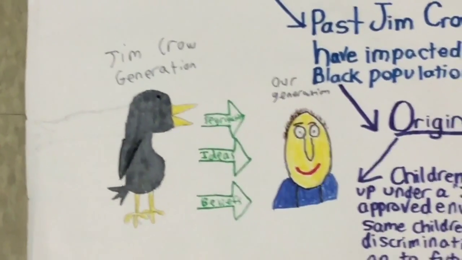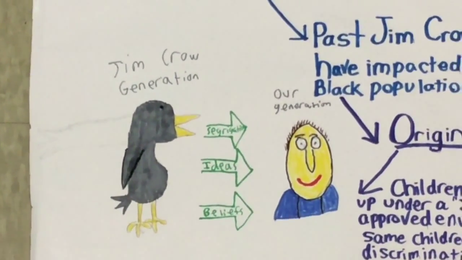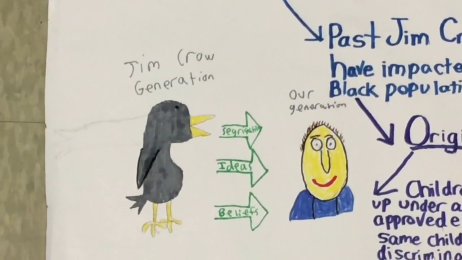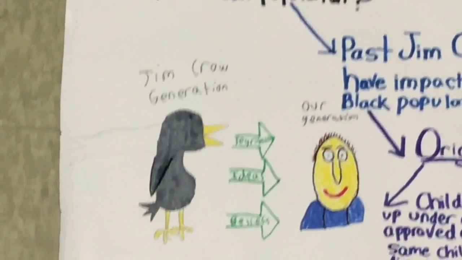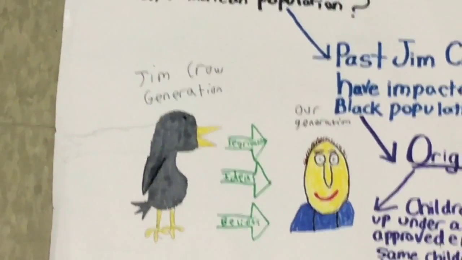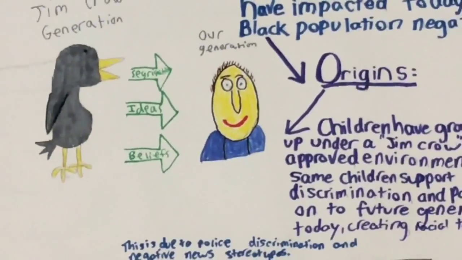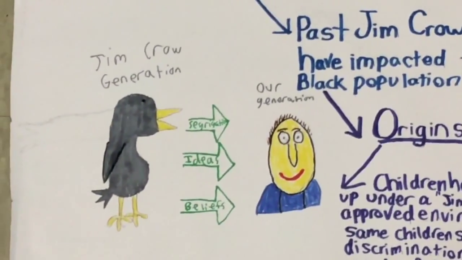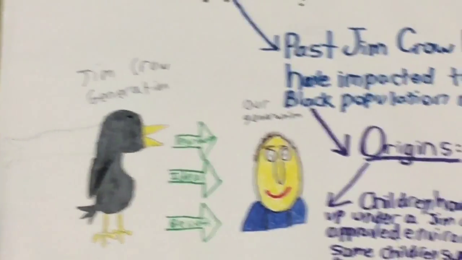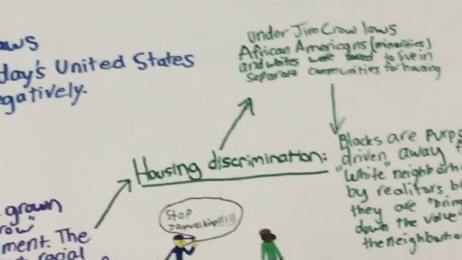So, what you're looking at here is the Jim Crow generation passing on the ideas of segregation, the ideas of racial divide, and the ideas of differences in race to our generation, which caused the inherent racism in our society. And that's not the only thing that's passed on. Another thing that's passed on through generations is housing discrimination.